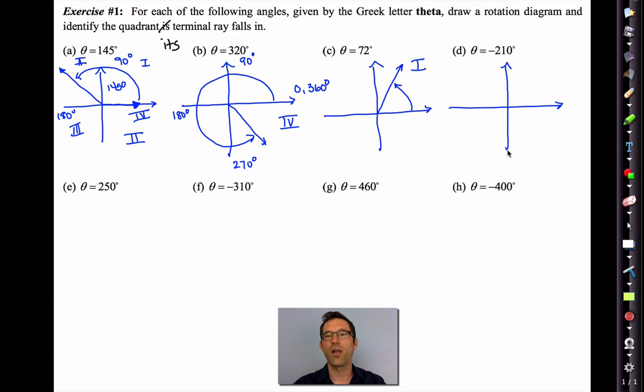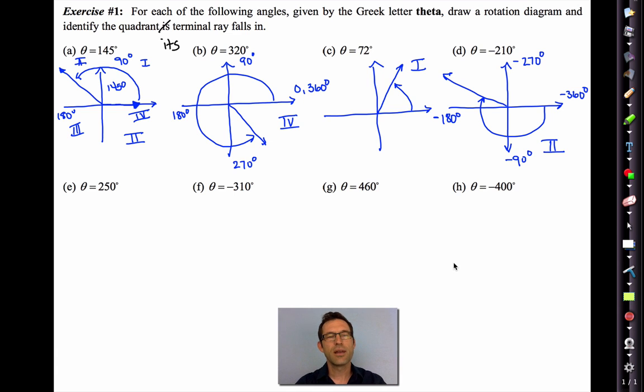Now we have to be going clockwise. Well, if we go clockwise, this would be a negative 90-degree angle. This would be negative 180 degrees. This would be negative 270. And this would be negative 360. So negative 210 would have to rotate past negative 180, and it would look something like that. And that's quadrant 2 again.